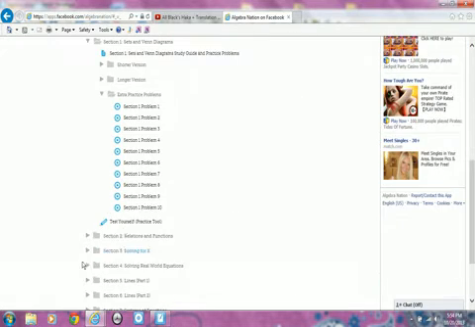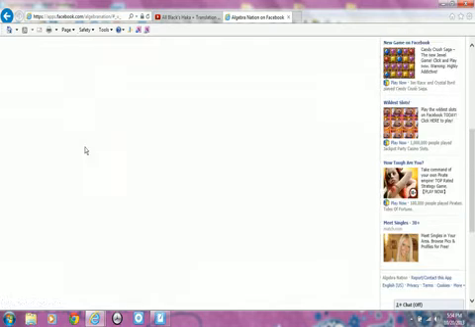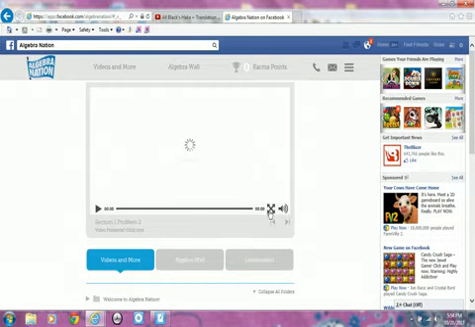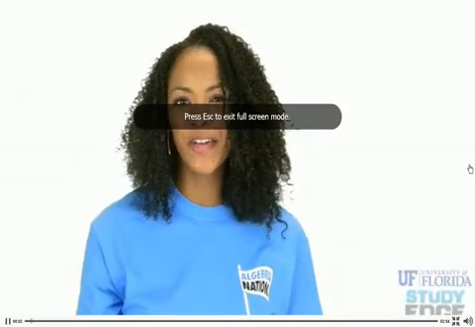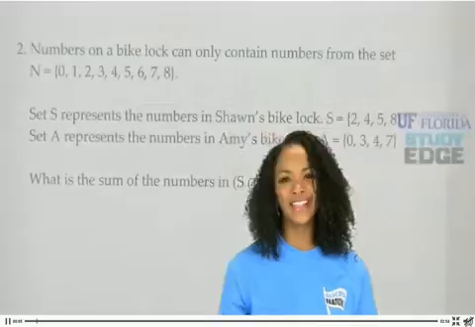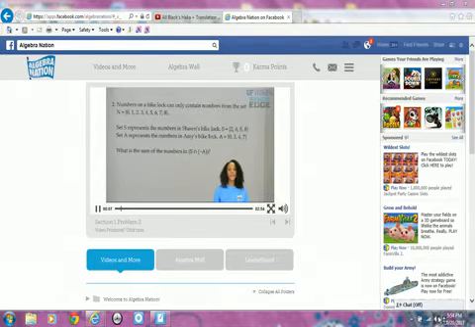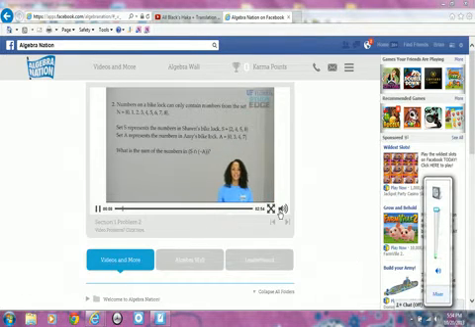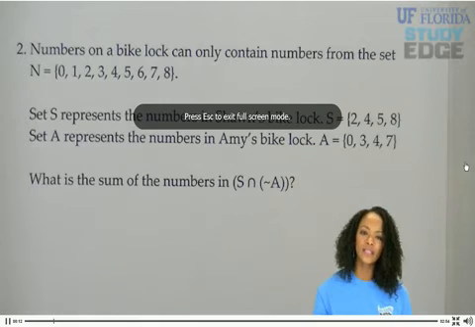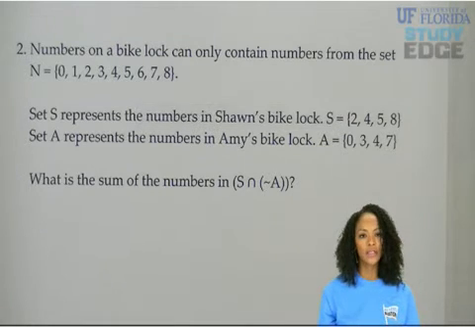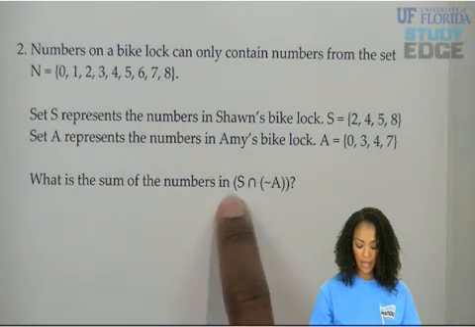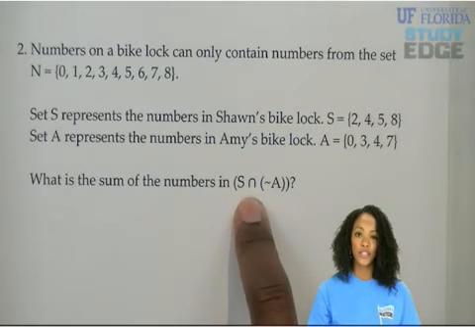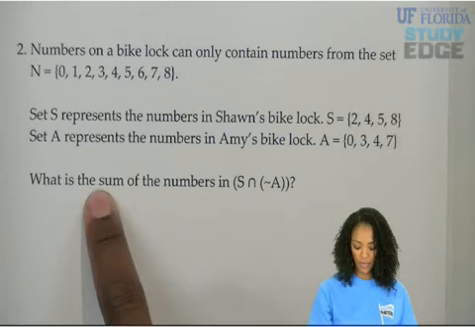Problem number 2. You ready to try your hand at some more intersections? Okay, this practice problem. Numbers on a bike clock can only contain numbers from the set N. The set S represents the numbers in Sean's bike clock, and the set A represents the numbers in Amy's bike clock. So the question they want us to examine is, what is the sum of the numbers in S intersection A complement? Two things. Remember what sum means.